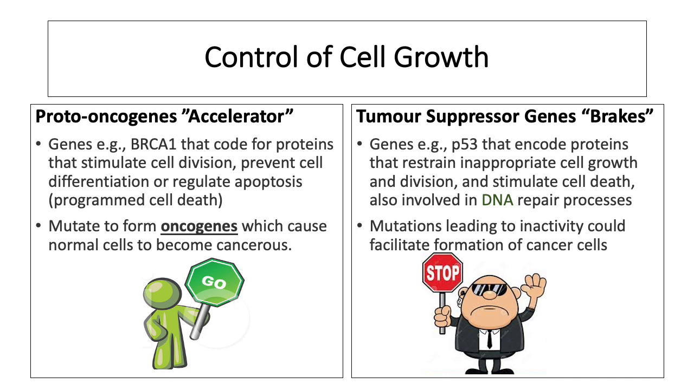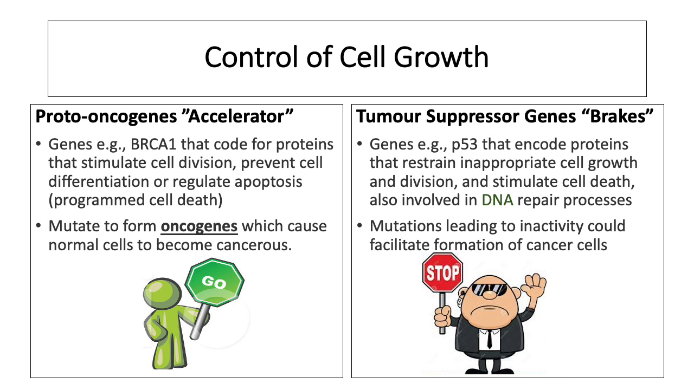So remember these two, that we've got the proto-oncogenes, which when mutated become oncogenes, which actually accelerate or stimulate cell division, prevent cell differentiation, and may actually prevent apoptosis. And then on the other hand, we've also got the tumor suppressor genes that we refer to as the brakes, which if they mutate through one process or the other, leading to inactivity, could then also facilitate the formation of rogue cells or neoplasia. Hope that makes sense to everybody.